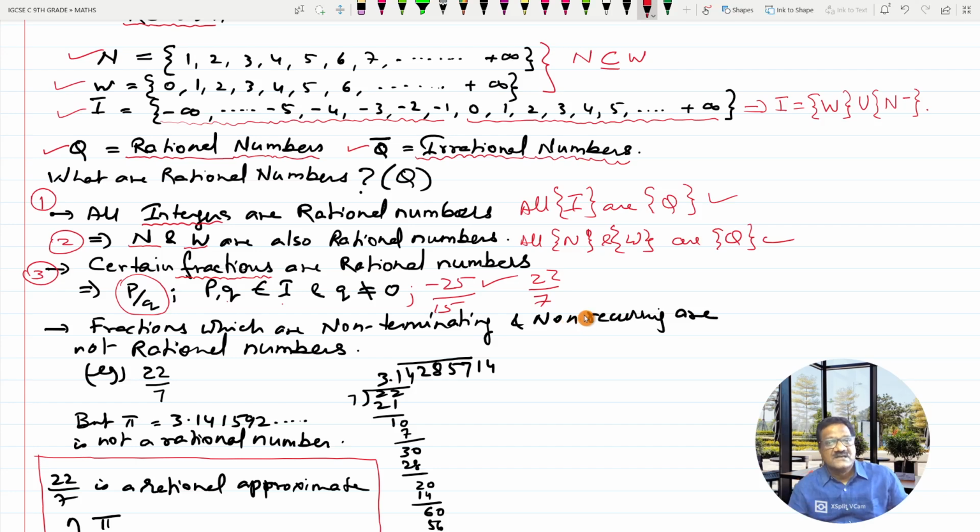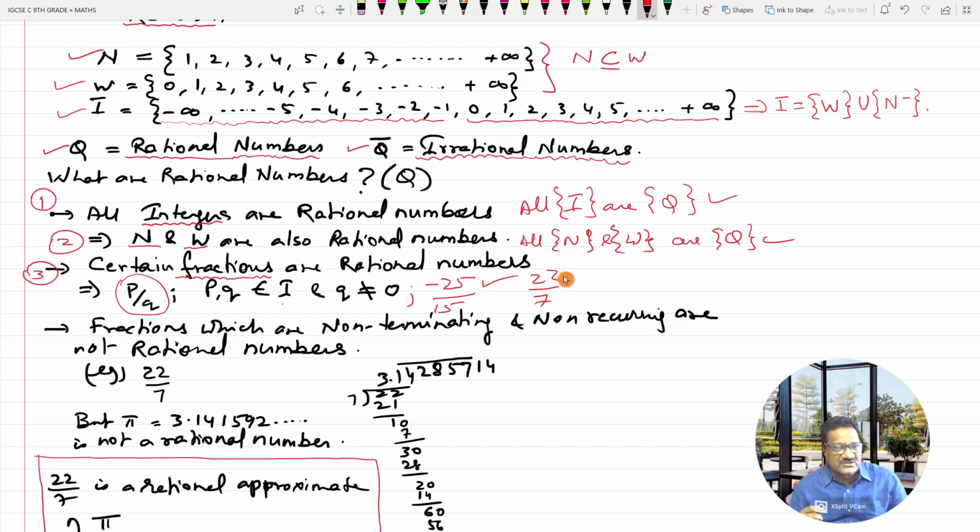Because 22 upon 7 is a value which is used instead of pi. When you do questions on area of a circle, you use pi r square. Or when you want to find out the volume of a sphere, you use the formula 4 upon 3 pi r cube. So in all these formulas, pi is many a times taken as 22 upon 7, and we all know that pi is an irrational number, right? But 22 upon 7 is not an irrational number, it is a rational number.